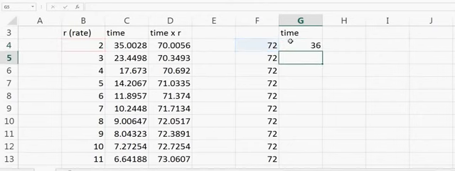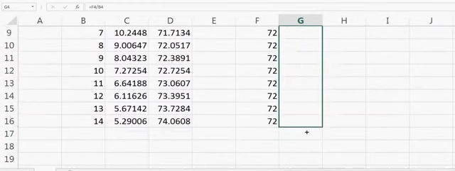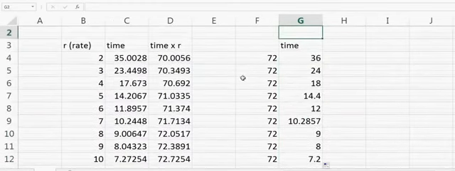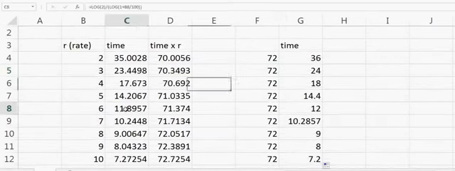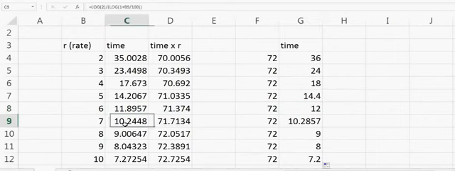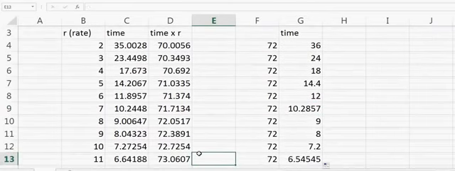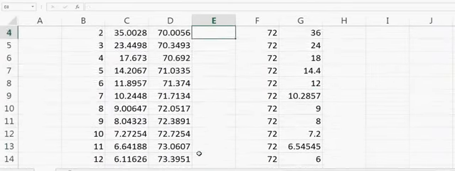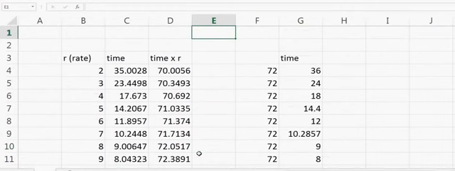So now you can see that I get numbers which are very close to the actual time it should be. So suppose here it is 11.89, but here I get 12. Here it is 10.244, I get 10.28. So this is a good approximation. Instead of doing this complicated calculation, we can just get the approximation using this trick.